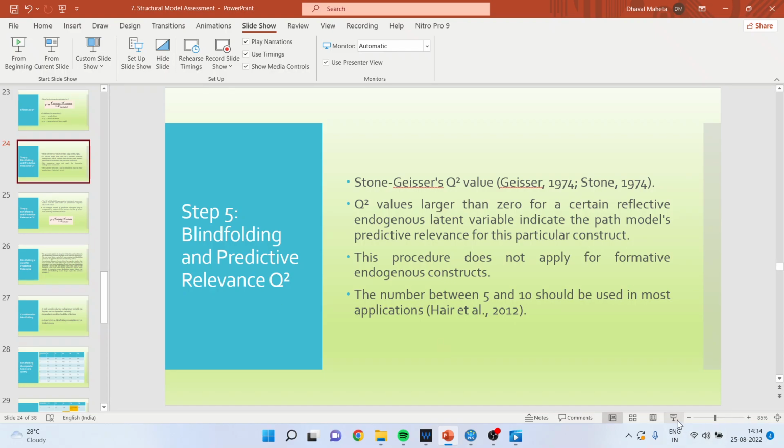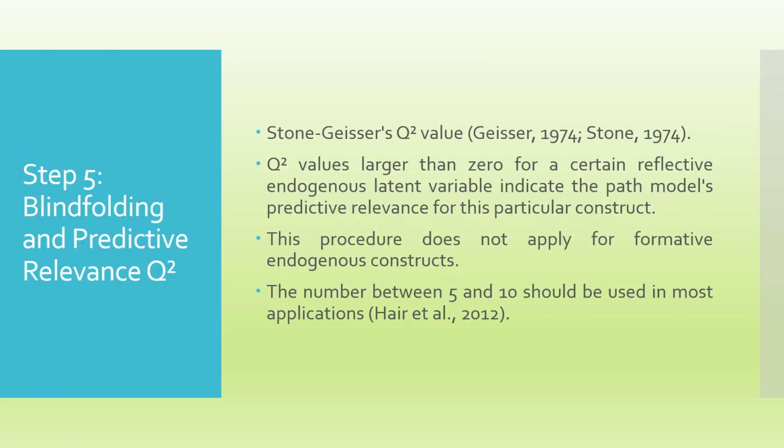The fifth step is blindfolding and predictive relevance of the model. This has been developed by Stone and Geisser, Q square value, 1974. The ideal value of Q square statistics is greater than 0. Q square statistics will be generated only for endogenous constructs.